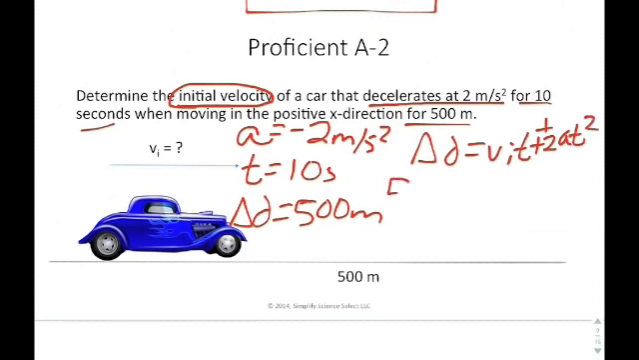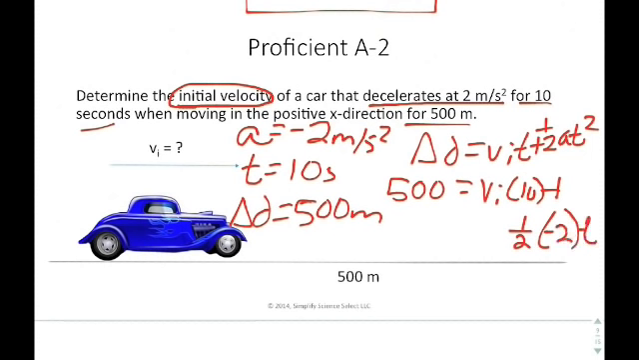In this case, we have the displacement is 500. We know that equals vi, and our t is 10, plus 1/2, and this time we have negative 2 times 10 squared. So let's go ahead and rearrange this a little bit. We're going to say 500 is equal to 10 vi. It's a little bit easier when you look at it in those terms. And now this 1/2 and this 2 are going to cancel and just leave a minus sign. And then 10 squared is 100.